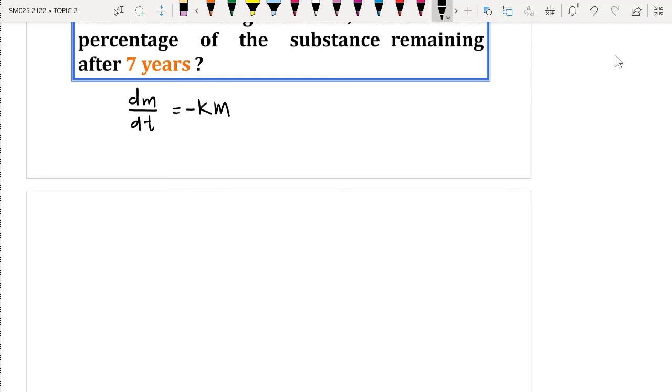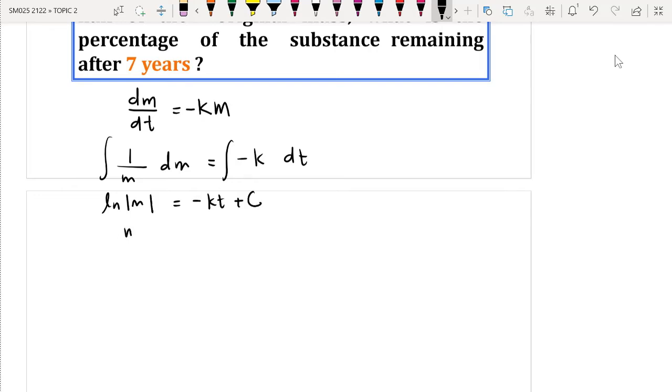Same as before, this is still using the separable variable method. So we can separate the variables. We now have 1 over m dm equals negative k dt. And we may start to integrate both sides. So now you already know the pattern. They just follow the same pattern. So I go straight away, quite fast a bit. Integral of 1 over m is ln m equals negative kt plus c. Finally, m is A e to the power of negative kt, where A is basically e to the power of c.